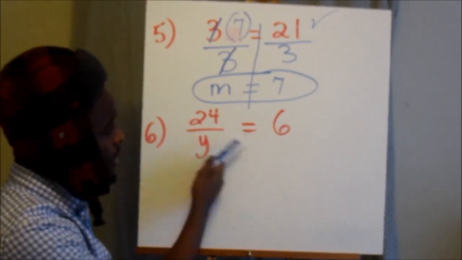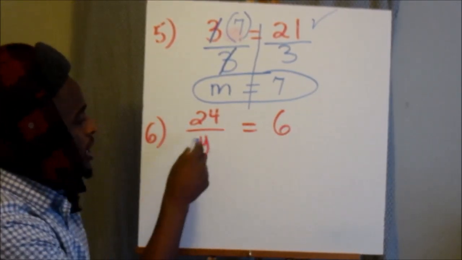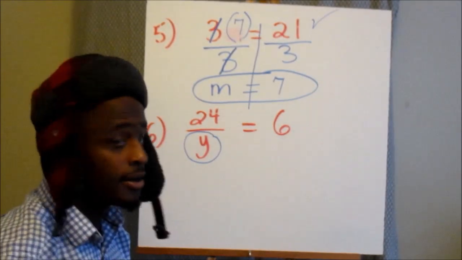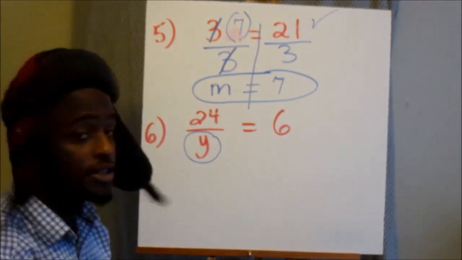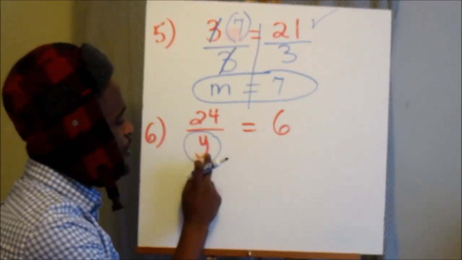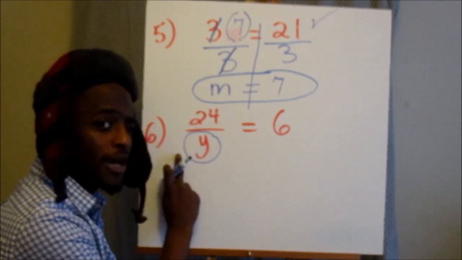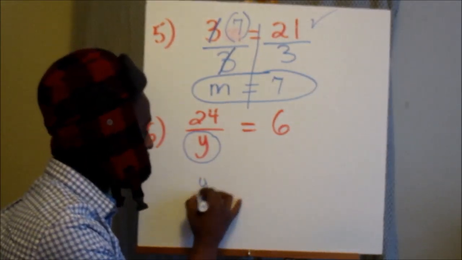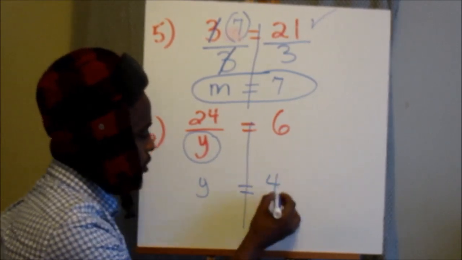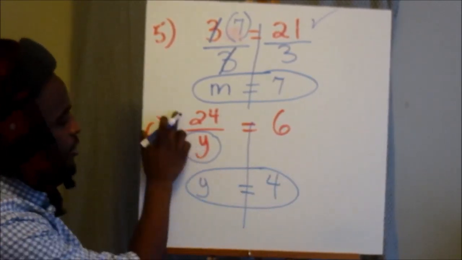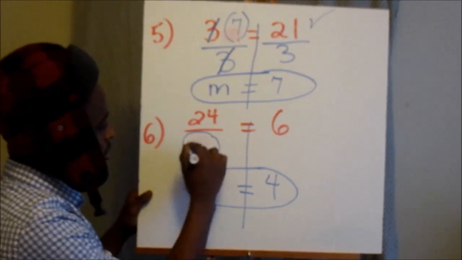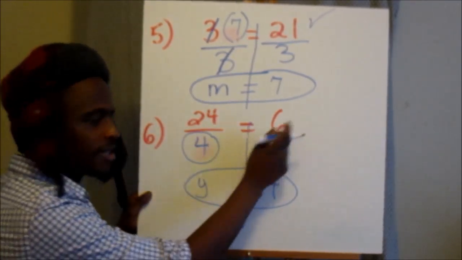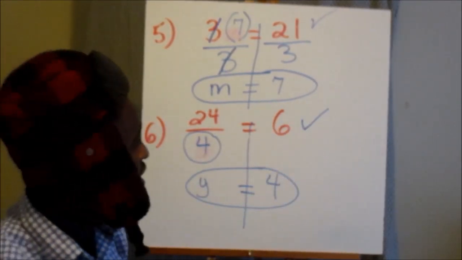24 divided by y equals 6. So, in a division problem, when the variable is the divisor, like here, the variable is the second term in the equation. I have to use substitution, so I have to think 24 divided by what number equals 6? Well, 24 divided by 4 equals 6, so I will say that y equals 4. And I always check my answer by substituting in my solution for y. And I check 24 divided by 4, does that equal 6? You bet. So it checks out.